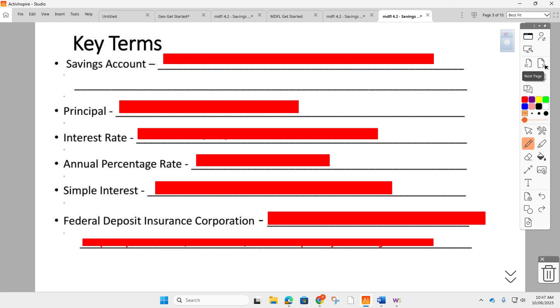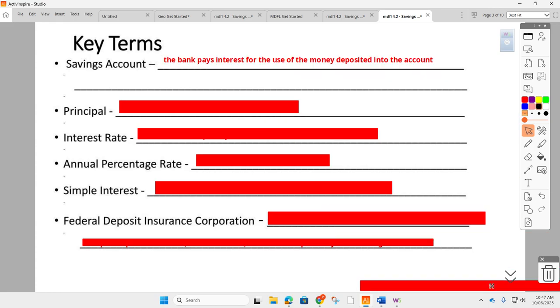All right. A savings account is an account at a bank or a financial institution, credit union, and it almost always earns interest. The bank pays interest for the use of money deposited into a savings account.